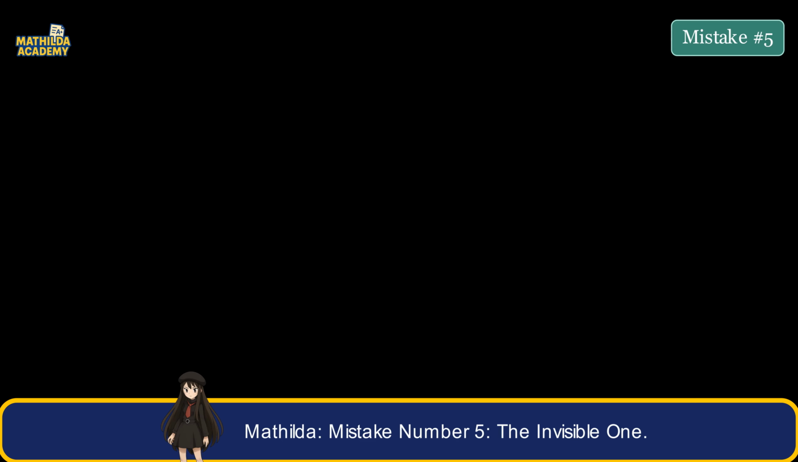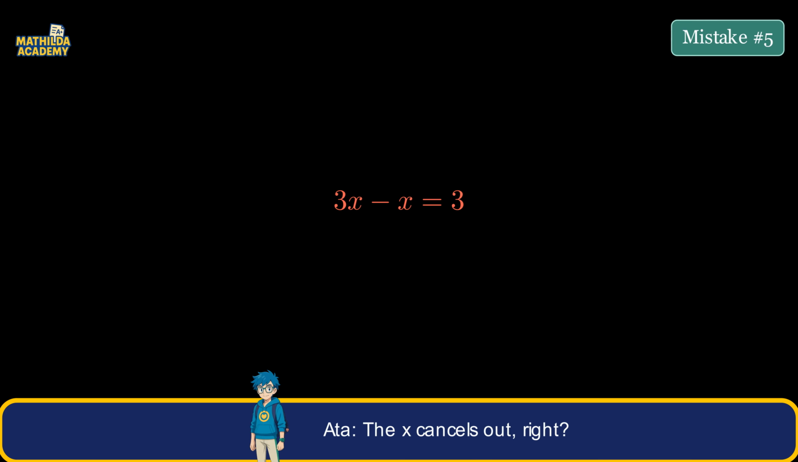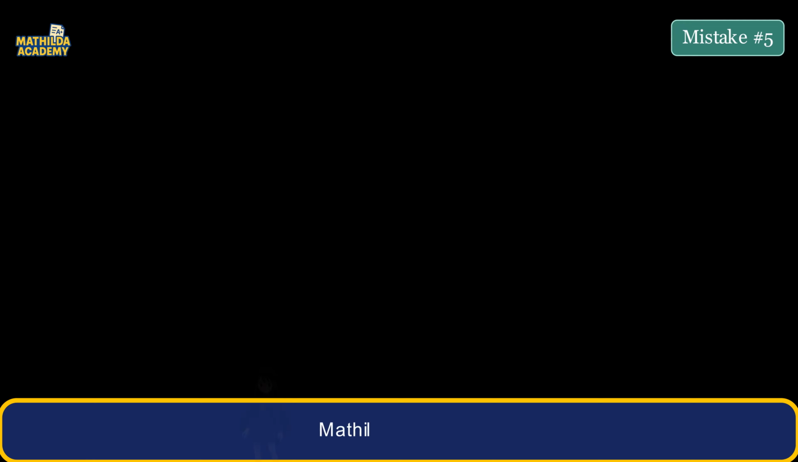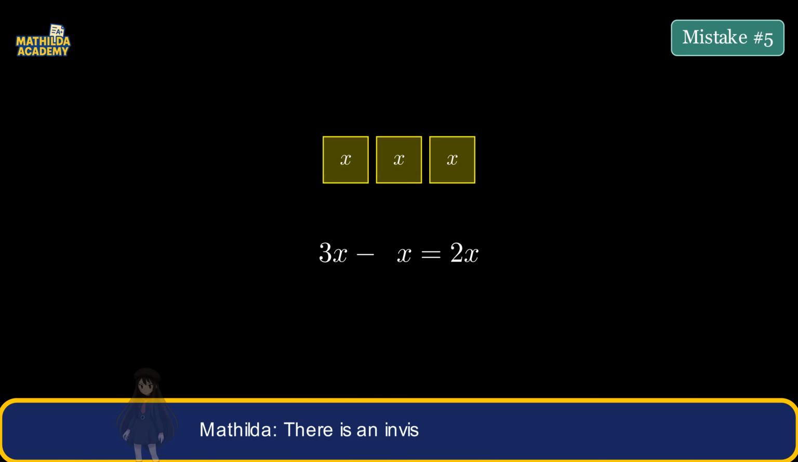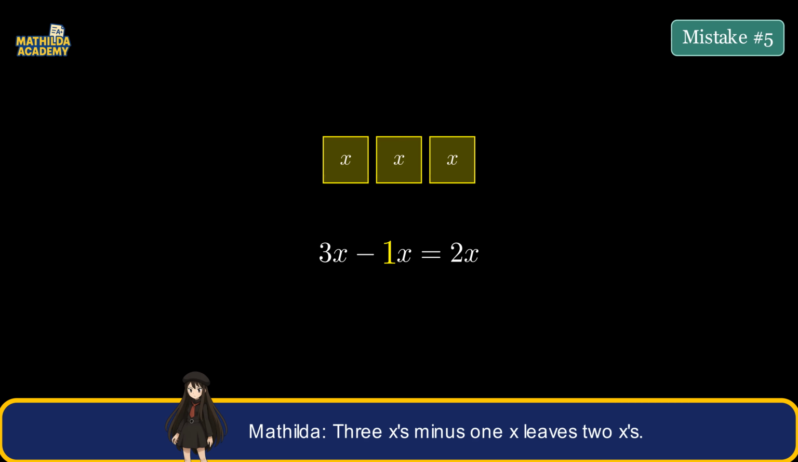Mistake number 5, the invisible one. The x cancels out, right? No! X represents 1x. There is an invisible 1 standing in front of that x. 3 x's minus 1x leaves 2 x's.